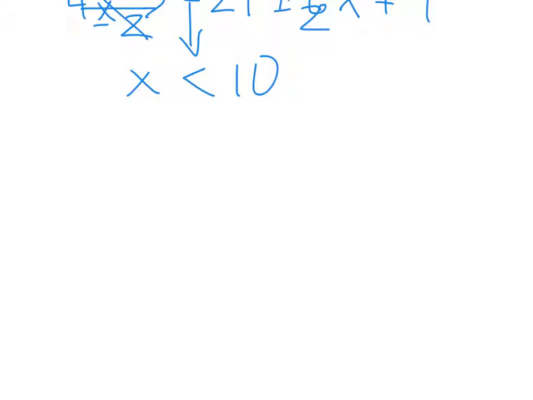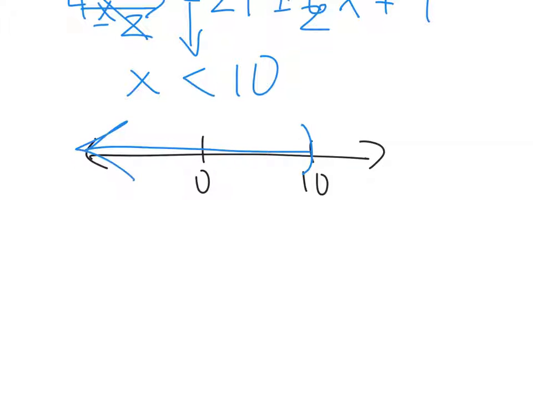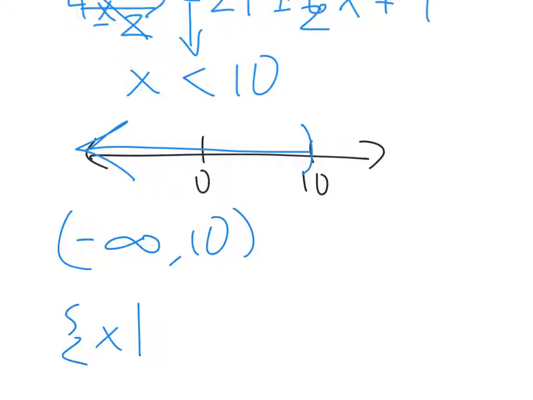Real quick, let's write our answer different ways. We have number line first. All the x's less than 10. Less than is just parentheses, and we're shading to the left. There we go. This graph is going from negative infinity up to 10. So those are our numbers. Negative infinity to 10. Parentheses on both. And then set builder notation, the set of all x's such that x is less than 10.